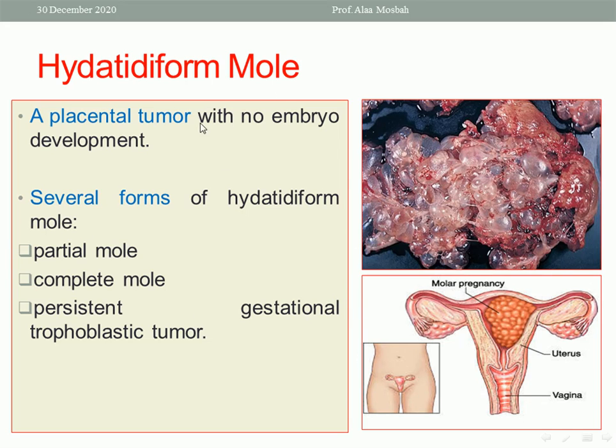Another abnormality of the placenta is the hydatidiform mole. As you see here, the uterus is filled with grape-like vesicles, which can be seen by ultrasound as a honeycomb appearance. In this picture, you can see the vesicles filling the uterine cavity. This is the molar pregnancy. This hydatidiform mole may be a complete mole, a partial mole, or a persistent trophoblastic tumor.